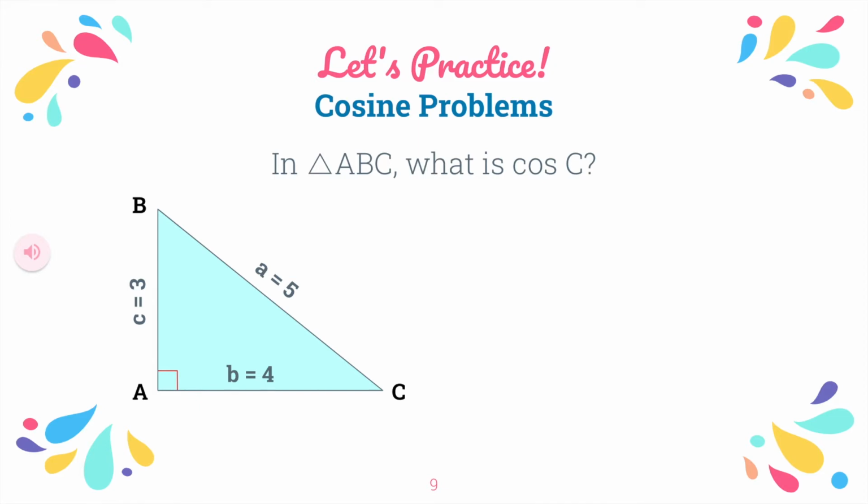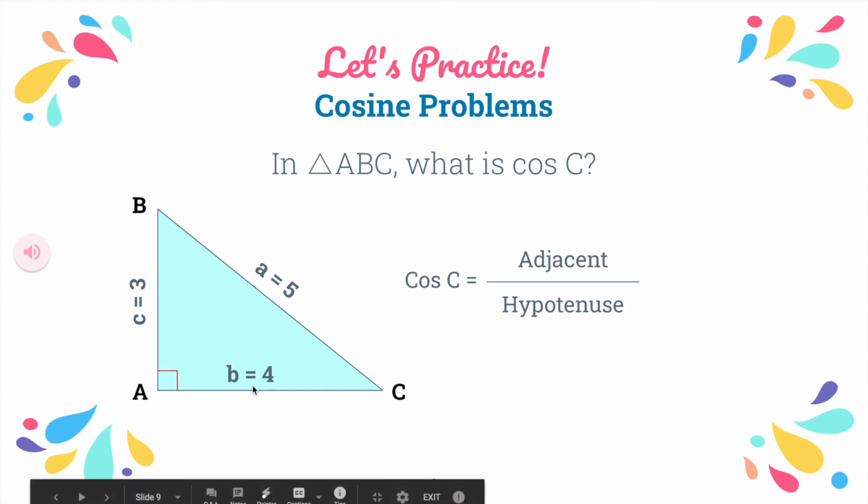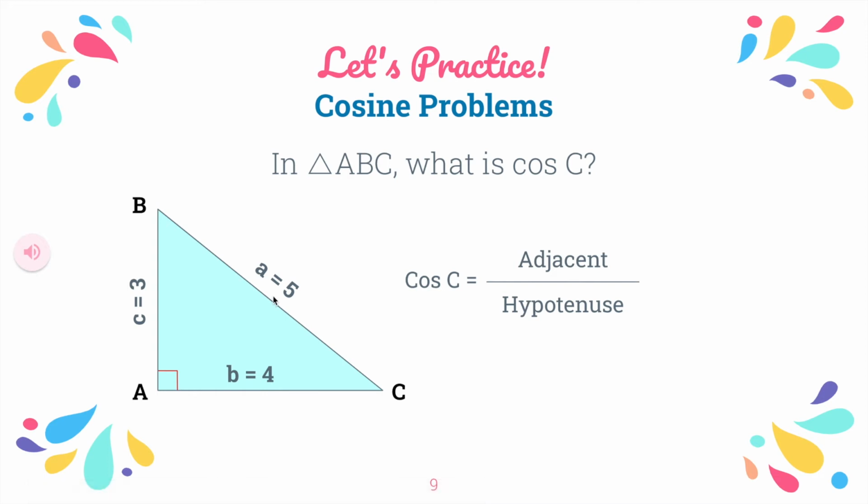Now let's try a cosine problem. In triangle ABC, what is cosine of C? So we know that the cosine of any angle is the adjacent side of the angle divided by the hypotenuse. So the adjacent side of angle C is B, and the hypotenuse of this triangle is side A. So that would be B divided by A. We plug in the values based on what we know from the triangle, and we get that cosine of C is 4/5.